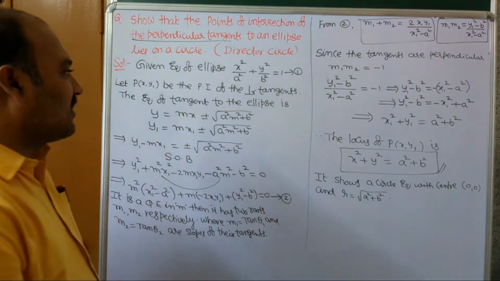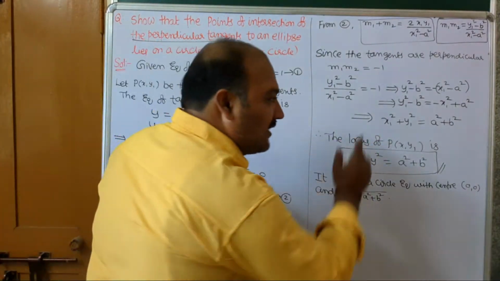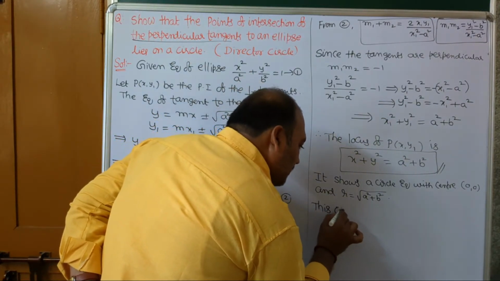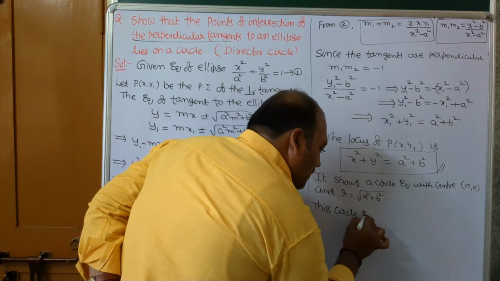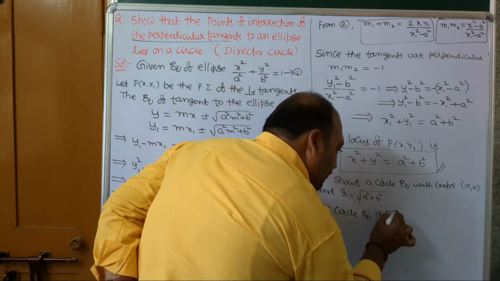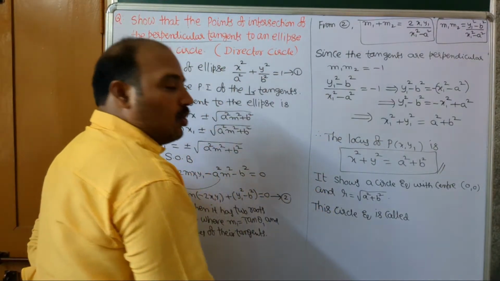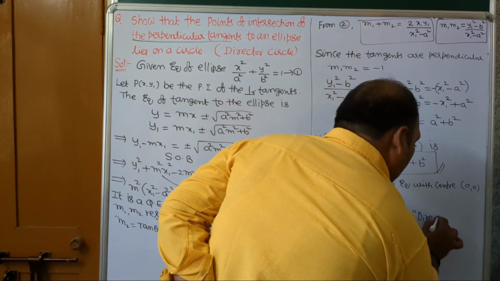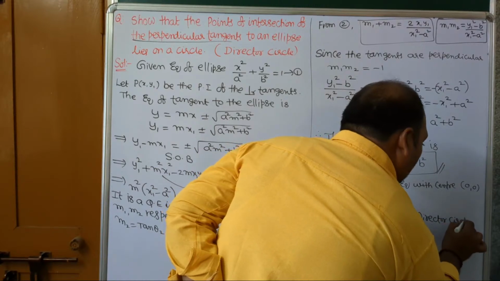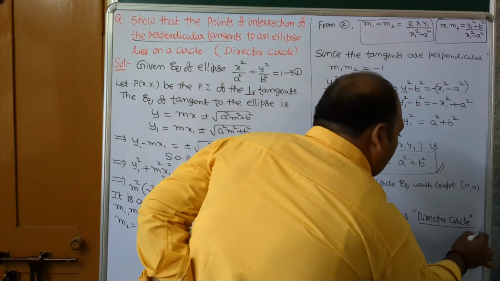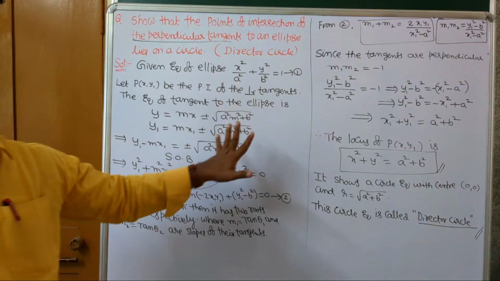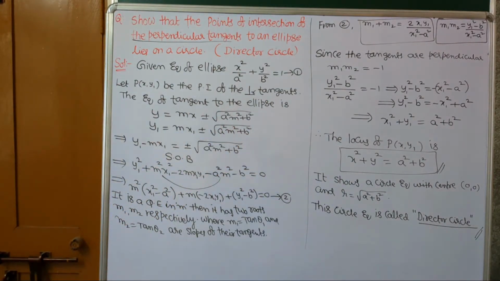The point of intersection of these perpendicular tangents lies on a circle. This circle equation is called the director circle. So this is the way we can prove, dear students, about the director circle. This is very, very important for 7 marks. Keep in mind.